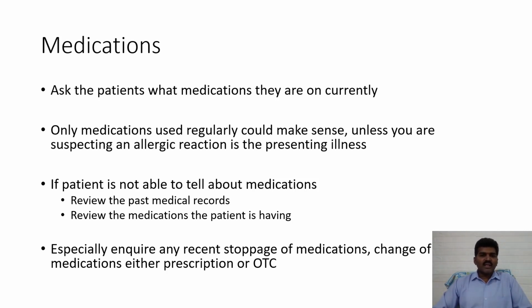Review the old medical records if available. That will give enough information for you to document the medication history. Review the medications the patient is having. Some patients carry their medications in small boxes or pouches to the hospital. They will show you. You can review those medications and you can get a fair idea about what medications the patient is having. Based on those medications, even if the patient is not telling you, you can tell what ailments the patient has had in the past.